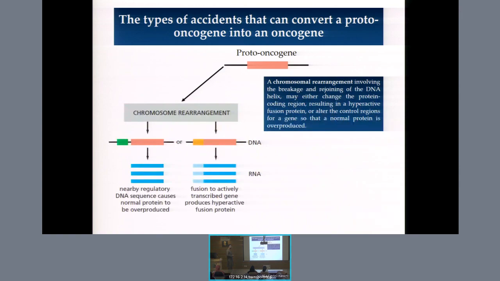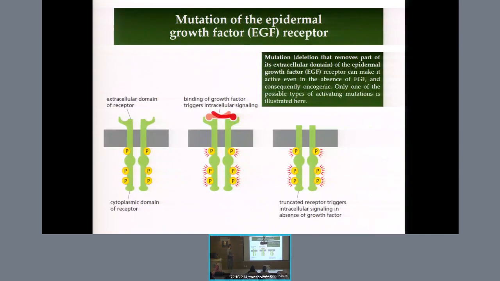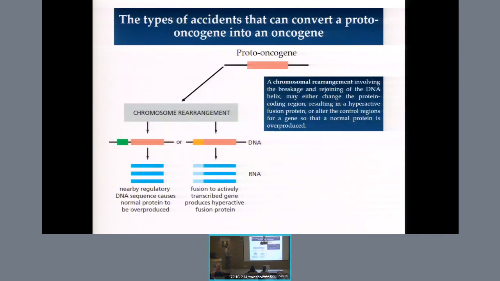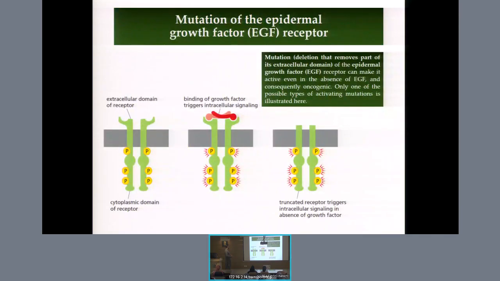Maybe a rearrangement. We talked about this in the previous slides. Or maybe a mutation deletion that removes part of its extracellular domain of the epidermal. Okay, we now come to the epidermal growth factor. So this is another gene, mutation of the epidermal growth factor EGF receptor.